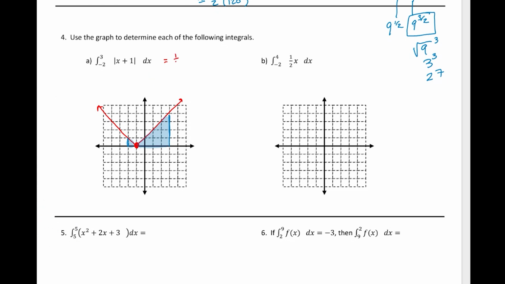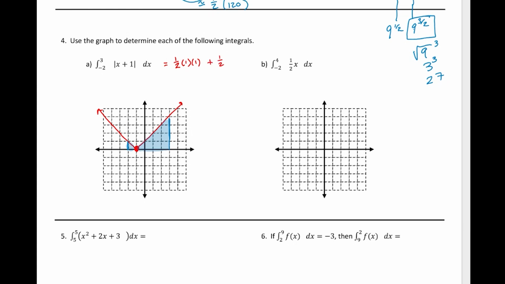That tiny one is going to be half base times height. So half times 1 times 1. And then the second triangle, again, is 1/2 base times height. So 1/2 times 4 times 4, another 4 by 4 triangle. So we have half of 1, which is a half, plus 4 times 4, which is 16, divided by 2 is 8. So yeah, we get 8.5. I'll just call it 8.5.